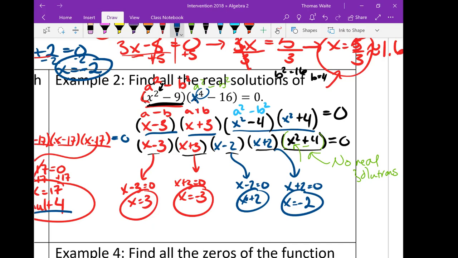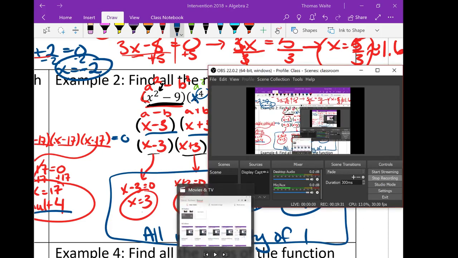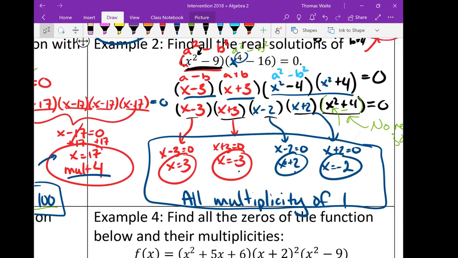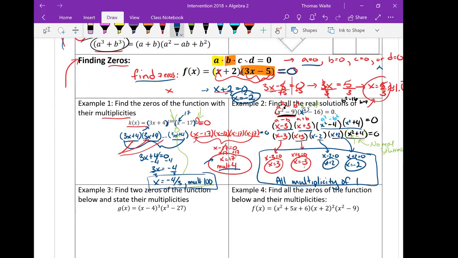So we found 4 zeros here, and in terms of multiplicity, none of these repeated. We had a positive 3, a negative 3, a positive 2, a negative 2. They all have multiplicity of 1. That would kind of be our solution to this equation. So we found 4 real solutions to this equation, all with multiplicity 1, and we did it by applying our difference of squares a couple times to help split up into nice linear terms.